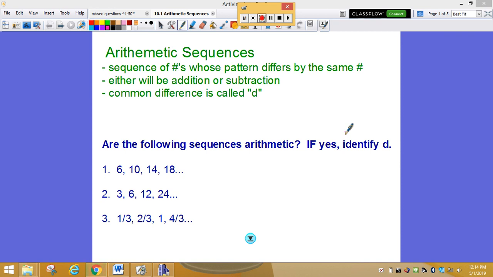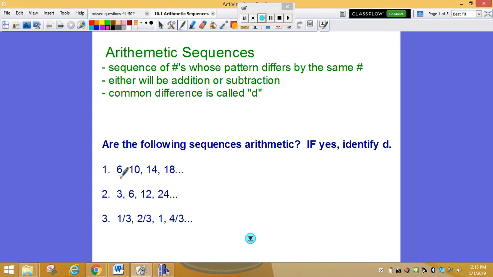So this lesson is on arithmetic sequences. So let's talk about what that is. Arithmetic sequences are sequences of numbers whose patterns differ by the same number each time. You're either going to be adding or subtracting, and then whatever it's changing by, we call that D. So let's look at these three examples and figure out, are they arithmetic?